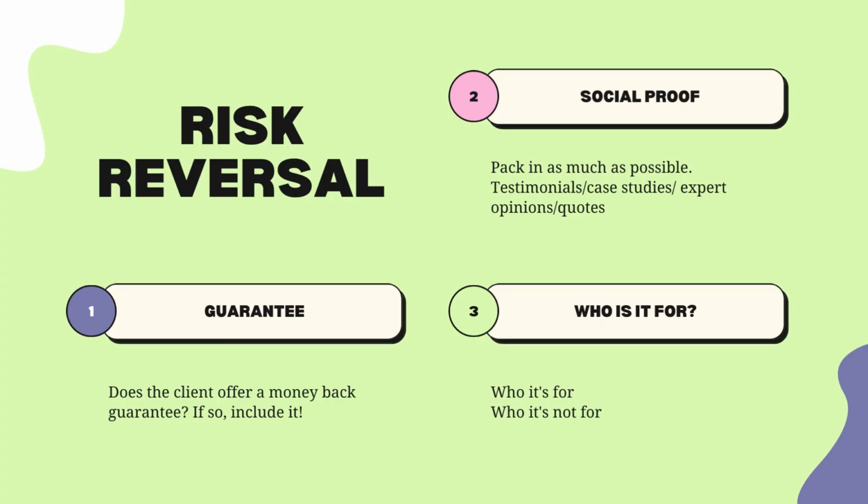Once you've done that, we want to add some risk reversal elements into our sales page. What risk reversal means is that you're making this a safe transaction for the potential customer. Ways you can do this is you can offer a money back guarantee or a satisfaction guarantee.